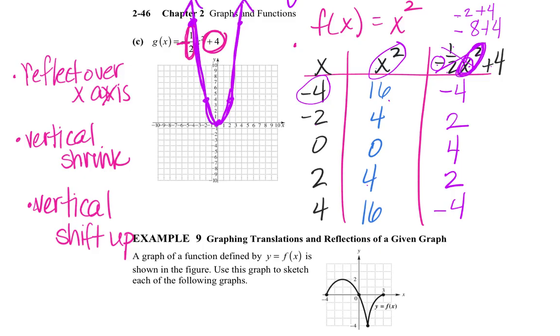All right, and then our next set is negative 4, negative 4. So we got negative 4, negative 4, negative 2, 2, 0, 4, 2, 2, and 4, negative 4. So now we've got this graph.